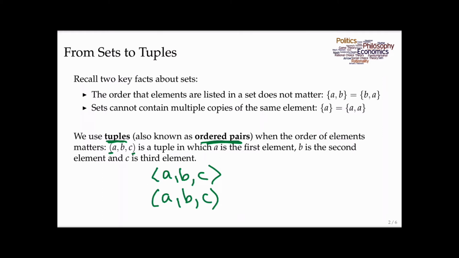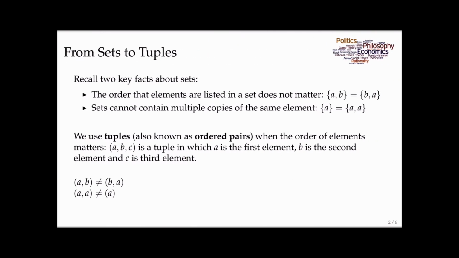So a tuple is going to be a list of elements. Call it a sequence of elements. The order does matter. So we can talk about the first element of the tuple, or the first component of the tuple, and the second component, and so on. Tuples are always read from the left to the right. So A here is the first element of the tuple, B is the second element, and C is the last element, or the third element of the tuple.